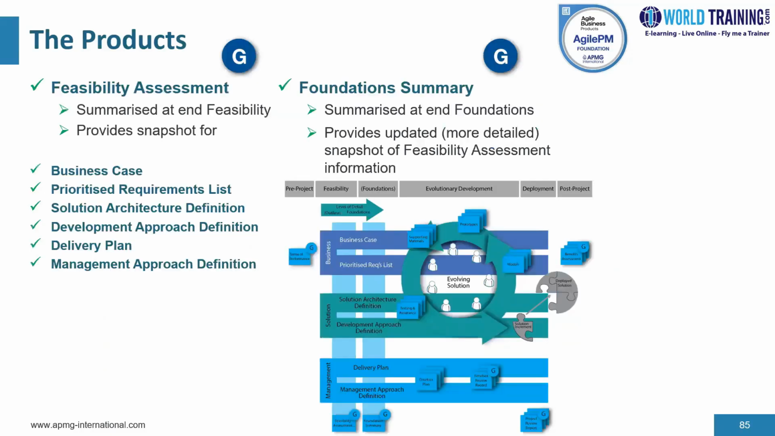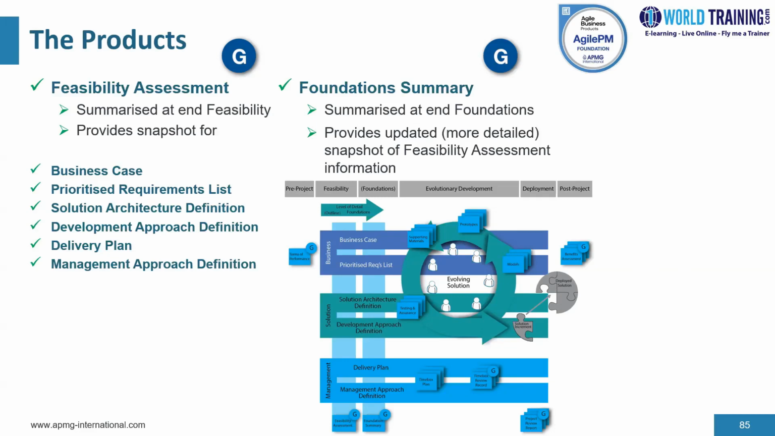And over here, we see the two big documents. At the end of the feasibility phase, we have feasibility assessment. Now, this provides a snapshot of the evolving business, solution, and management products. Each of the products should be mature enough to make a sensible contribution to the decision as to whether the project is likely to be feasible or not. The feasibility assessment may be expressed as a baseline collection of the products or as an executive summary covering the key aspects of each of them.